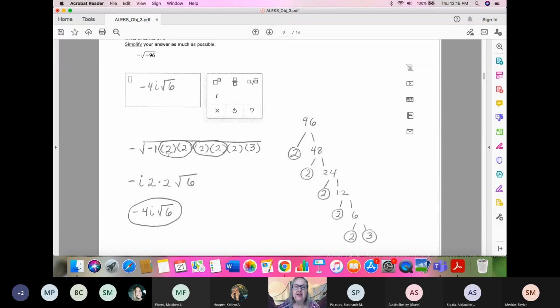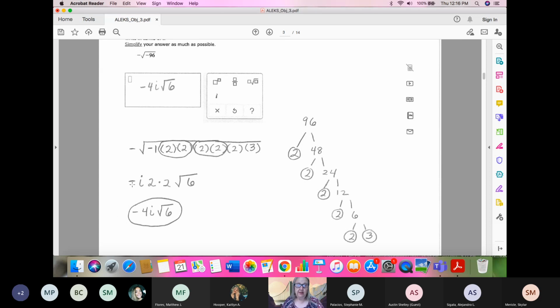So that means we have to have 2 of the same factor before we can take it out as a single factor. So I paired up these 2 2s, paired up these 2 2s. This doesn't have a buddy. There's only 1 of 2 left, so we have to leave that 2 inside the square root. And since we only have 1 3, we have to leave that inside the square root.